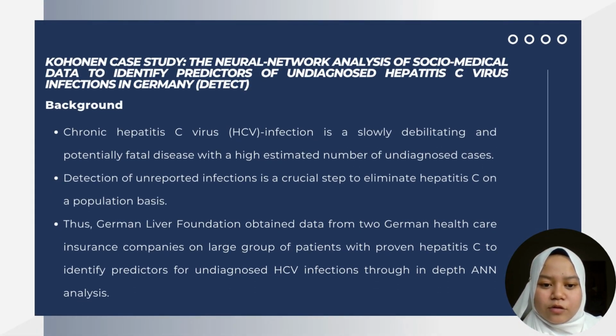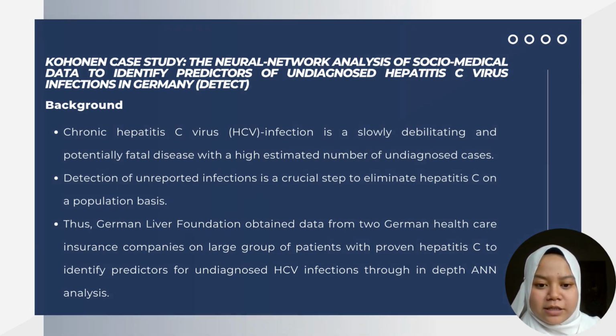The case study chosen for Kohonen self-learning is the neural network analysis of social medical data to identify predictors of undiagnosed hepatitis C virus infection in Germany. The background of this case study is that chronic hepatitis C virus, also known as HCV, is a slowly debilitating and potentially fatal disease with a very high estimated number of undiagnosed cases. The detection of unreported infection is very crucial to eliminate hepatitis C on a population basis. Thus, the German Liver Foundation obtained data from two German healthcare insurance companies on a large group of patients with proven hepatitis C virus to identify predictors for undiagnosed HCV infection through in-depth artificial neural network analysis.